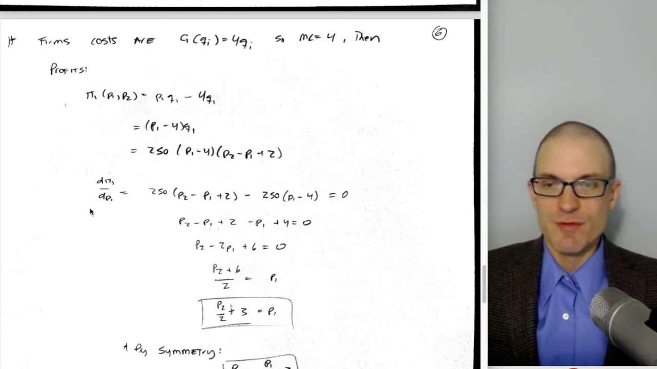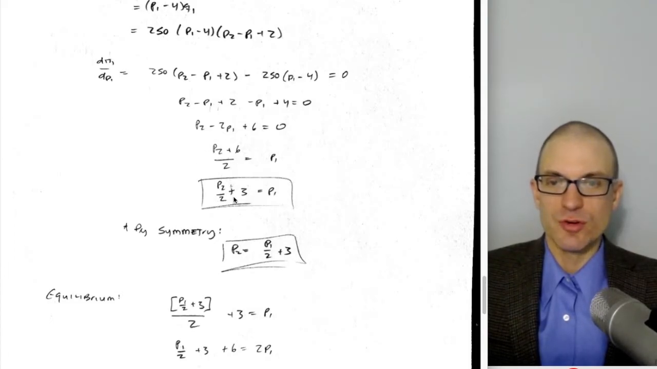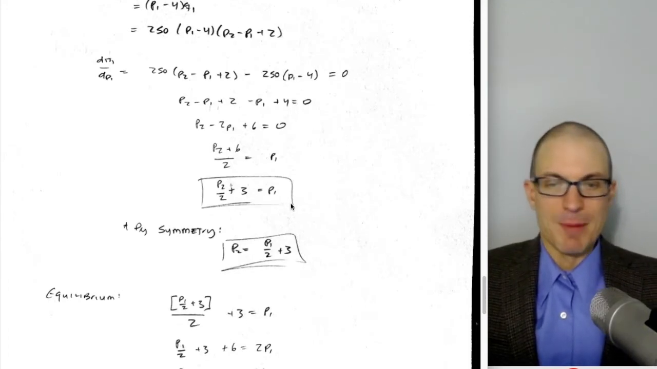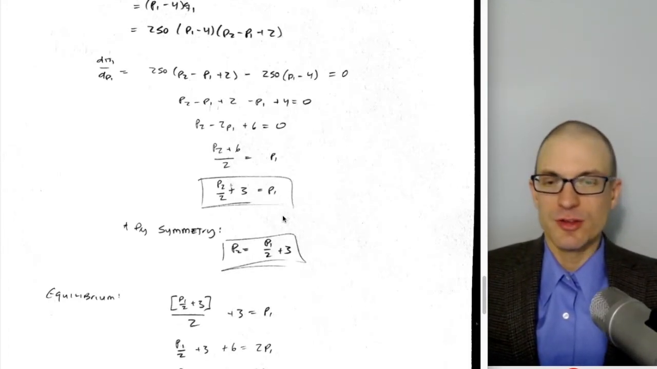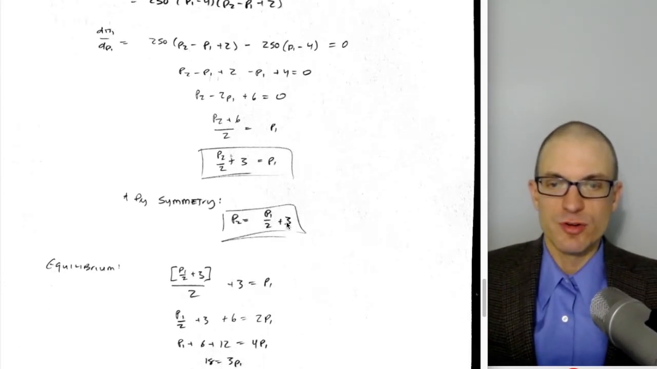We just take a derivative with respect to the price, and that'll allow us, after cleaning up, to get an expression for firm 1's optimal price. It's right here. P2 over 2 plus 3 is equal to firm 1's price. By symmetry, the two firms are identical, so firm 2's price is going to be P2 is equal to P1 over 2 plus 3.